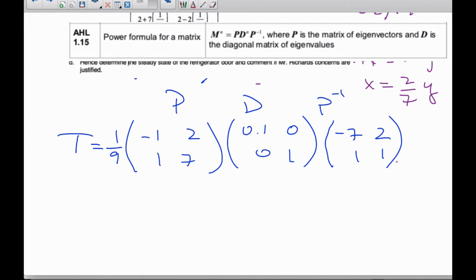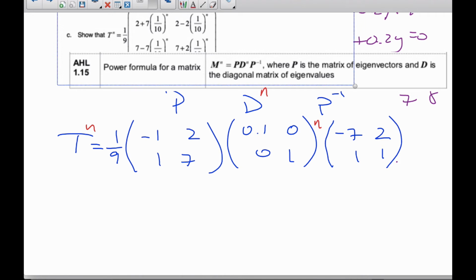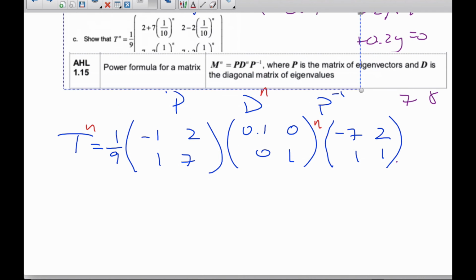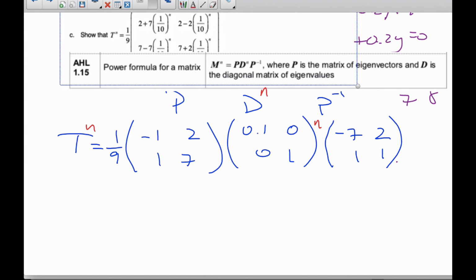So let us continue here. I want to put this to the power of n, which means D is to the power of n, and I have to show with all my work that that is indeed what the matrix is going to look like. I notice there's a 1/9 in front, so I'm going to leave that 1/9, not dealing with it. I'm going to do all this multiplication. This 1/10 is the same as 0.1. So there's a couple things that already match up. So let us give it a try, multiplying all this out.